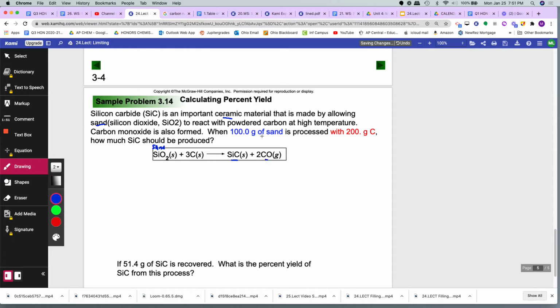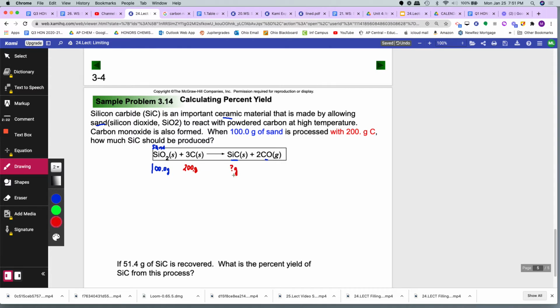When 100 grams of sand, so sand's right here, you're going to write 100 grams here, is processed with 200 grams of carbon. So you're going to put 200 grams right here, 200. with a dot right there, 3 sig figs. How much silicon carbide should be produced? So your question mark will be right there.